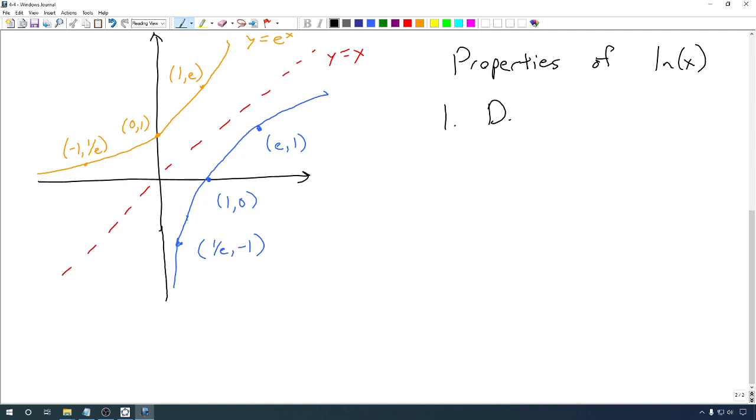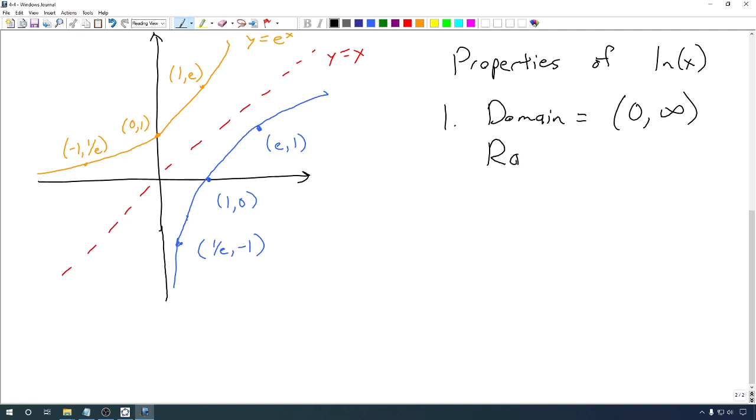we know its domain. Well, the domain of this function is, in fact, the same as the range of e to the x. Because e to the x never gives us a negative y value, we can't get a negative x value for the natural logarithm. So we cannot put in negative numbers, and we can't put in 0 as well. The domain is 0 to infinity. Only positive numbers can be put into the natural logarithm. Nothing else.